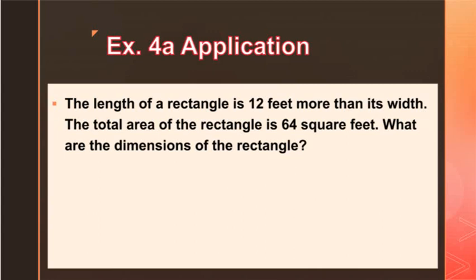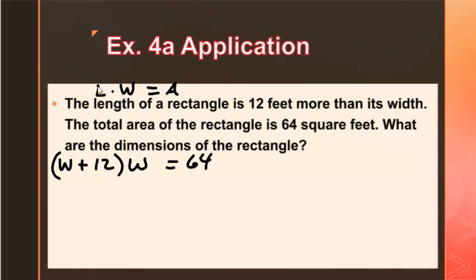Well, area of a rectangle is length times width equals the area. They told us that the length is 12 feet more than its width. So the length is the width plus 12, and the width is W. This has to equal 64 square feet. So my first step is to distribute the W. So now I have W squared plus 12W.